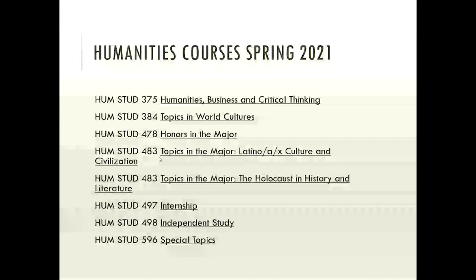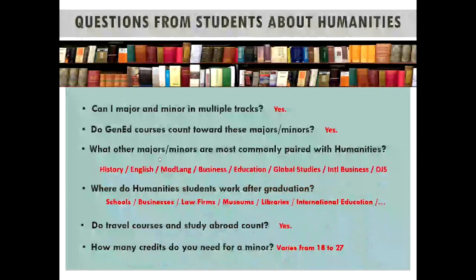Some questions and answers. So questions from students about the humanities. Can you major and minor in multiple tracks? Sure, absolutely, as long as you have the room to do it within your credit load. Do your gen ed courses count toward these majors and minors? Yeah, they do. The ones that fulfill both will count towards your major and minor.